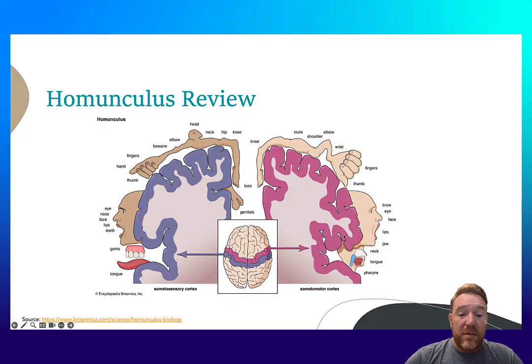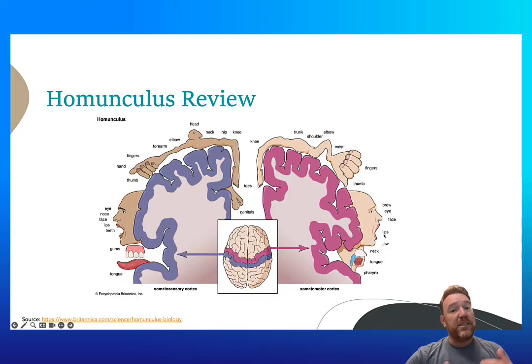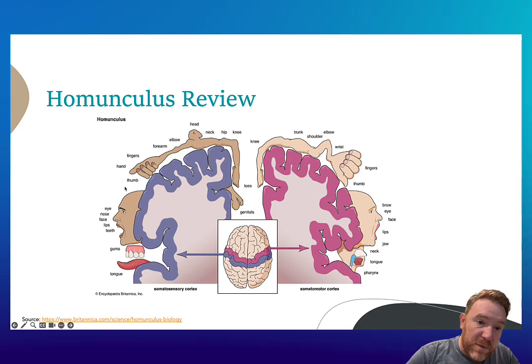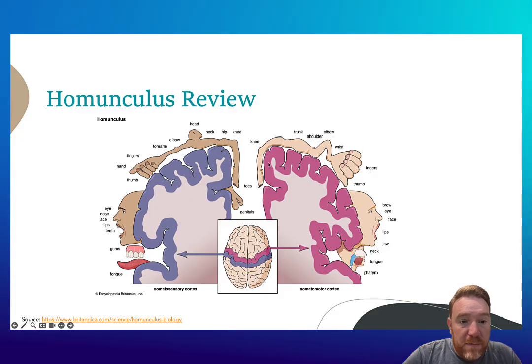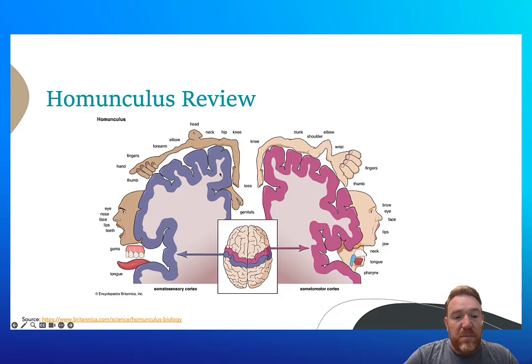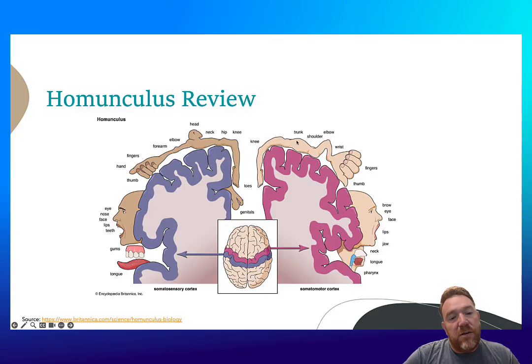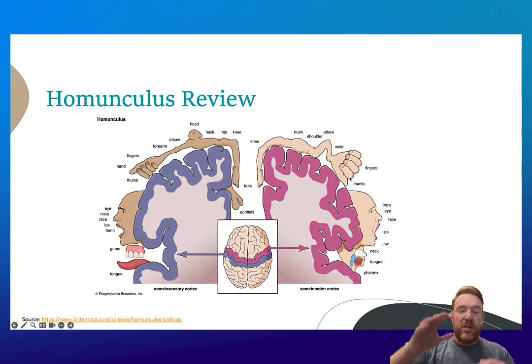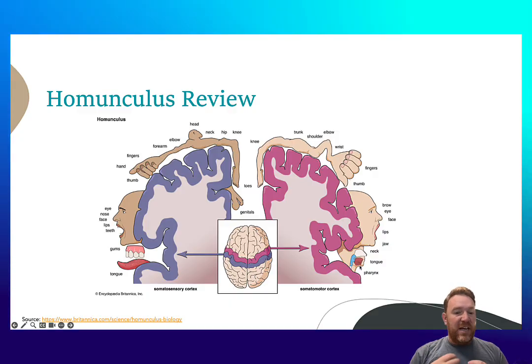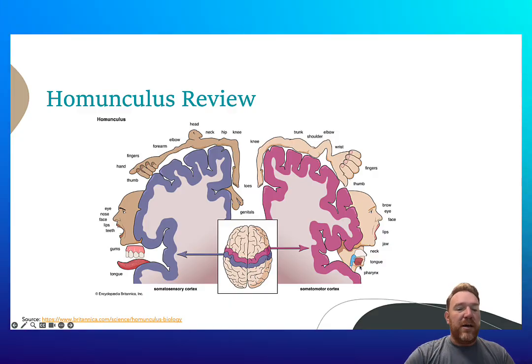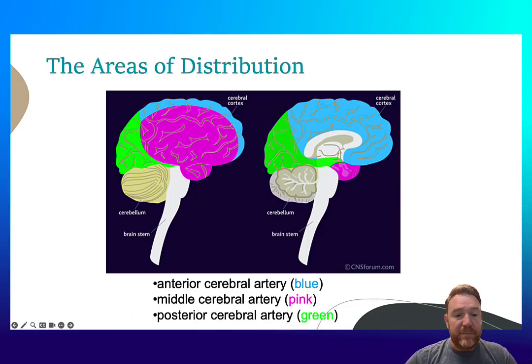Now, again, the motor homunculus is going to be on the precentral gyrus, and the sensory homunculus is going to be on the postcentral gyrus, all right? So, again, for both of them, legs and feet are going to be medial, then they're going to go up towards the trunk. Your shoulder, elbow, and hands are going to start to be more lateral, and then the most lateral structures are typically your face and other smaller structures out that direction. So keep that in mind as we go through the different arteries.